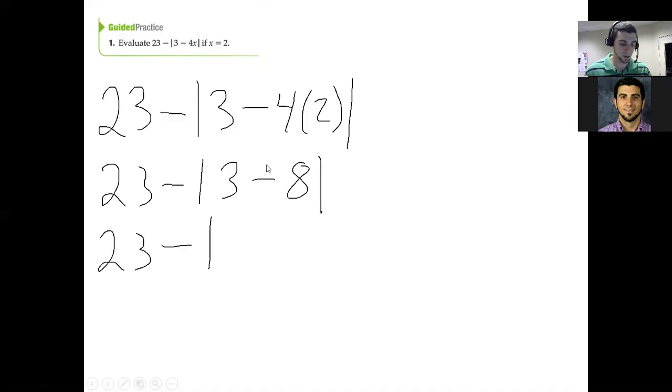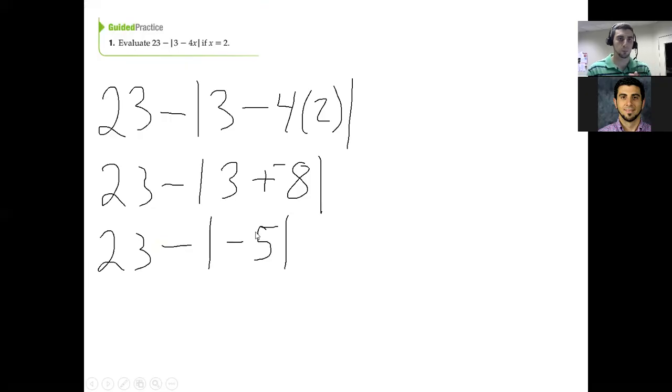3 minus 8. Remember, keep change, and it's 3 plus negative 8. So subtract the numbers, you get 5. The sign of the larger is negative, so it's negative 5. Now be careful here. This is not 23 minus negative 5. It's 23 minus the absolute value of 5.